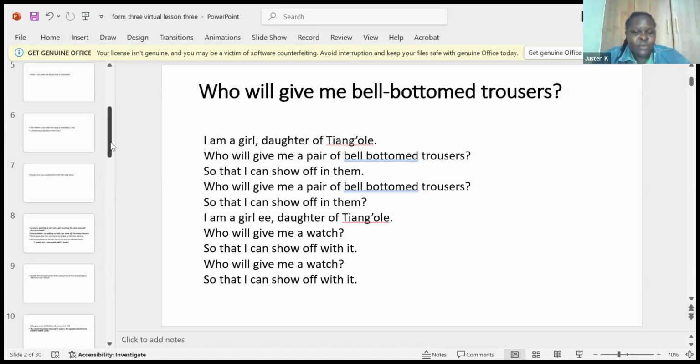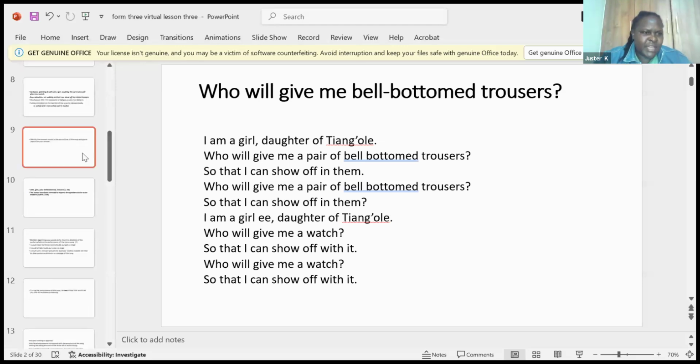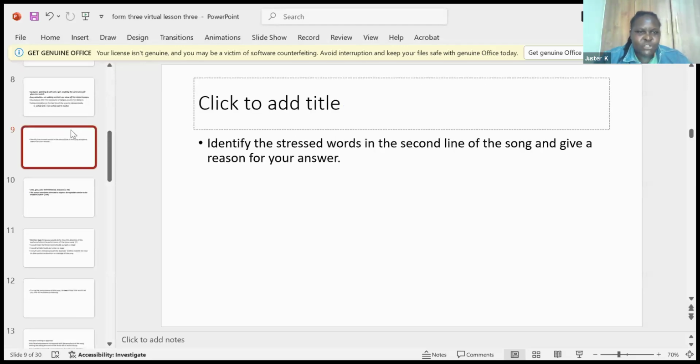The meaning of the line: we are looking at this girl or speaker who is so stylish and is looking to dress in a modern way. Therefore, when she's asking who will give a pair of bell-bottomed trousers, it is to show her desire to be stylish. So there isn't much of a formula, but you look at the words that are carrying meaning in that particular line. That's why we are calling them content words. They're the words that carry the meaning of that particular line.